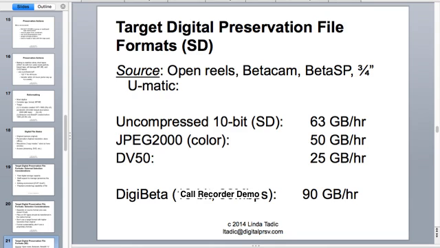Uncompressed 10-bit, but then you look at the file size there, and you have to think about that, right? One hour of video could be 63 gigs, and so then you have to do some math. You know, the spreadsheet, figure out what's useful in storage.